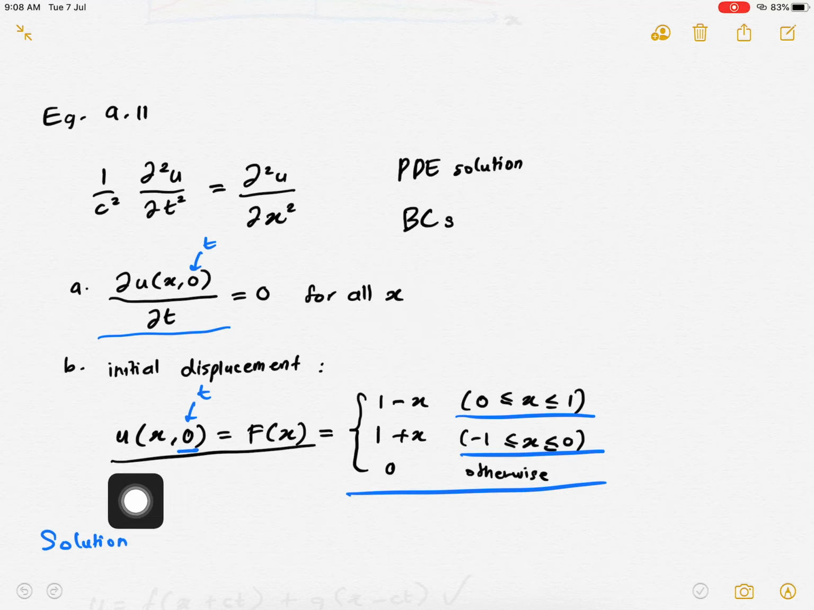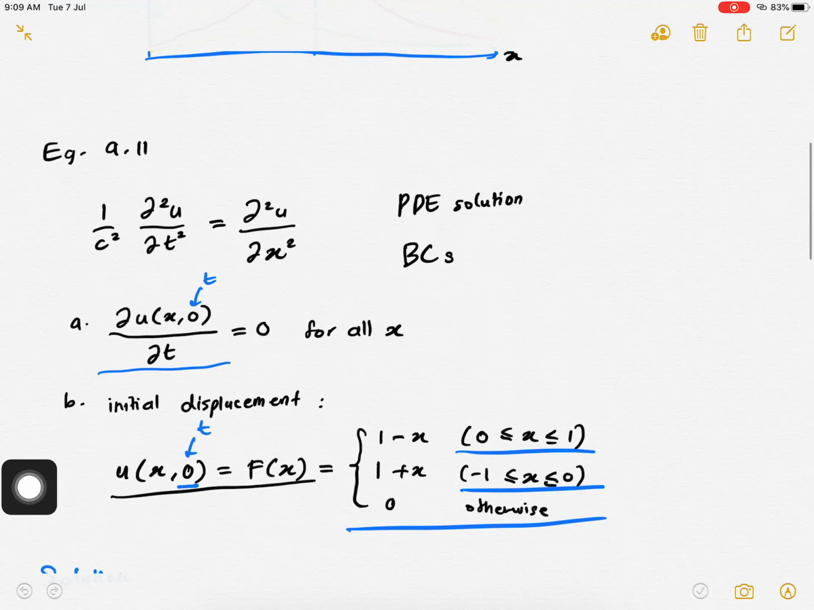And the second boundary condition is the initial displacement, where at time 0 again, when x is between 0 and 1, the value of u is equal to 1 minus x. When x is between -1 and 0, the value of u is 1 plus x. Otherwise, if x is outside this range, the value of u is 0. Hopefully you understand the conditions.